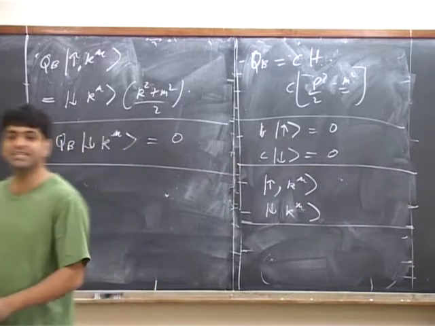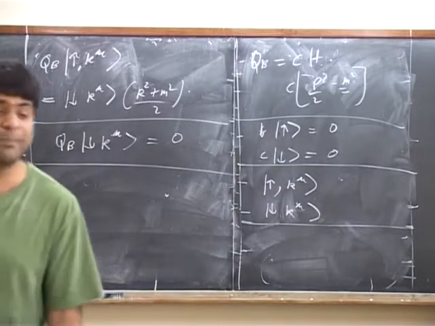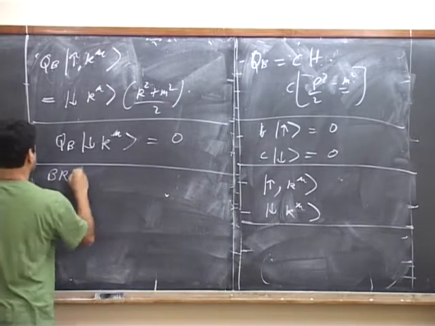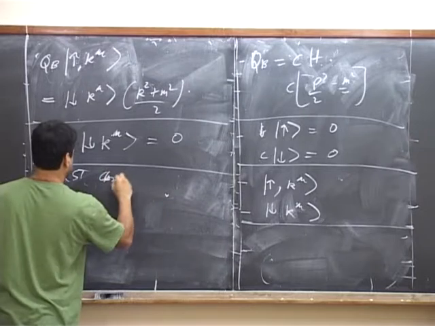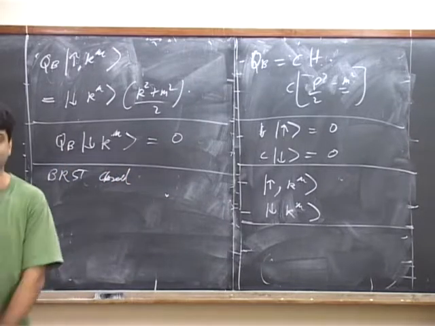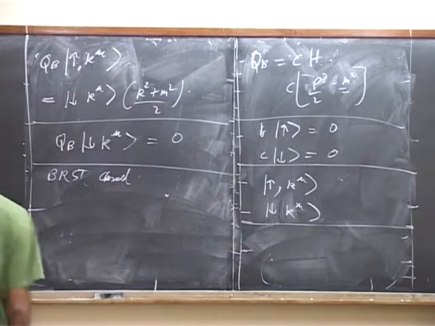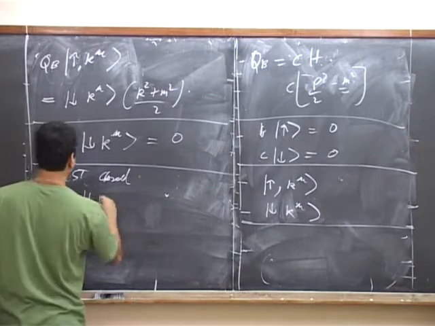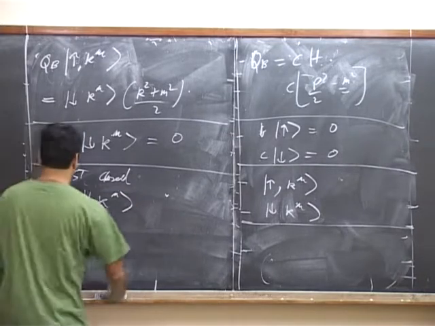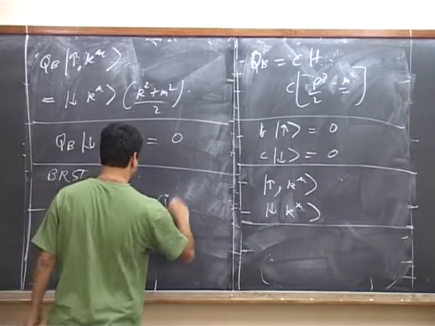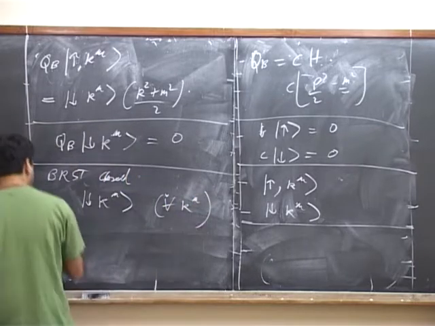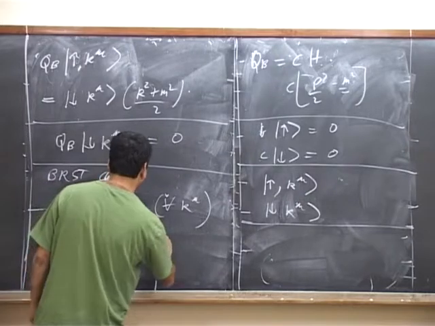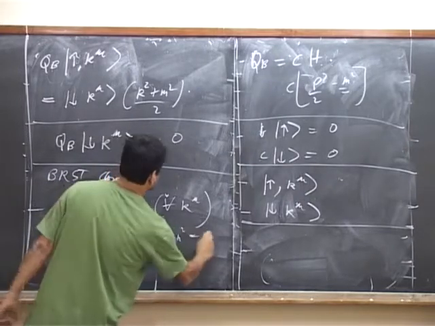So now the next thing we want to do is to list all states that are BRST closed. That is, states that are annihilated by the BRST operator. What are those? Well, it's down K mu for all K mu. And there are the states that are up K mu when K squared plus M squared is equal to 0.